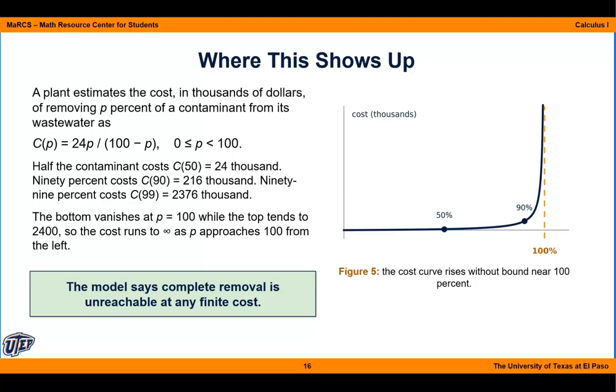while the numerator approaches positive 2400. Consequently, the cost increases without bound. In the model, complete removal cannot be achieved at any finite cost. The vertical asymptote at 100% represents that practical limitation.